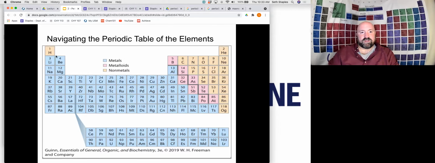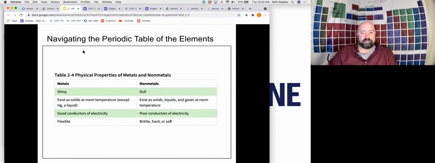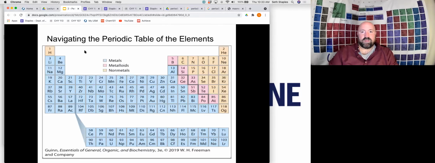So one exception to the everything-on-the-left rule is hydrogen. We do place hydrogen right here in the periodic table for reasons that we'll see a little bit later in the course when we talk about electrons and how those are arranged. Hydrogen is absolutely a non-metal. We just place it over here. So that's a discrepancy to be aware of.